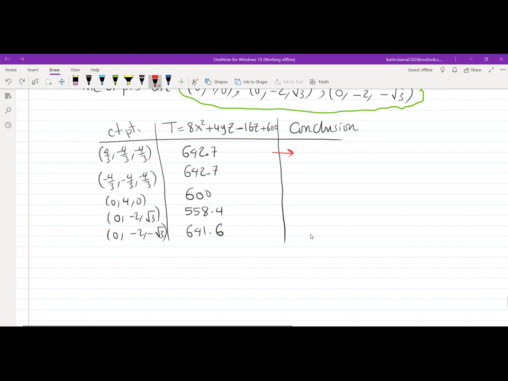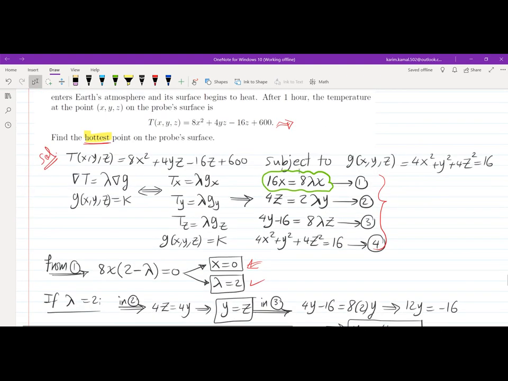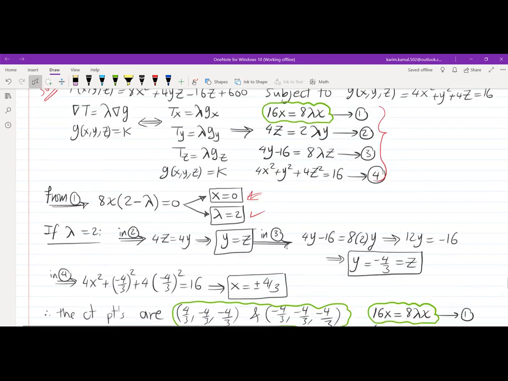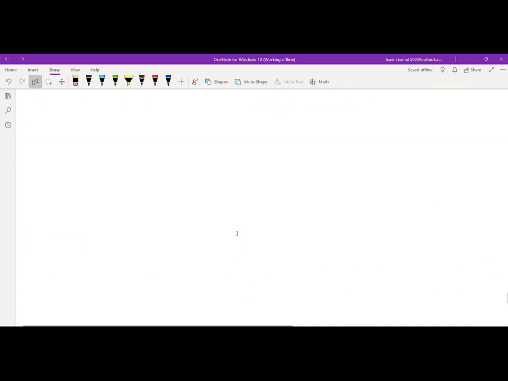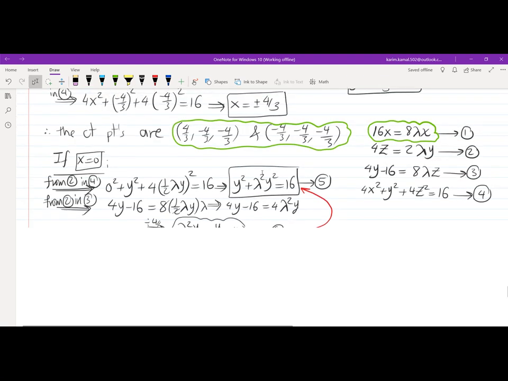Then both of them are absolute maximum value, and this is the lowest value, which is absolute minimum value. A fast review about this problem: the main idea is to figure out how to solve these 4 equations and 4 unknowns in order to find all critical points. And if you find the critical points, then you can simply substitute in the function in order to get the highest value and the lowest value, to get the maximum and the minimum value of this function.